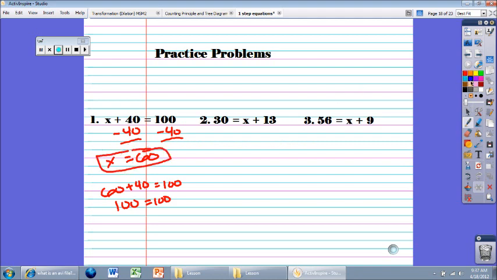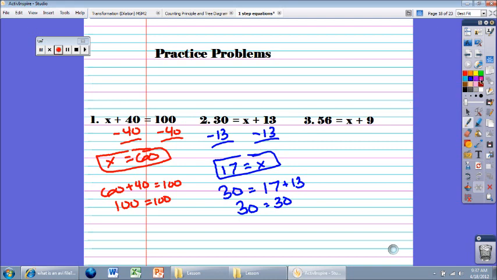Okay. Next one, we're going to go minus 13, minus 13. So I'm going to get 17 equals x. We want to plug it back in, make sure it works. 17 plus 13 is 30. So we know we got that right, since 30 equals 30.